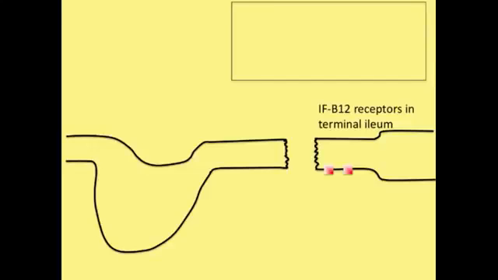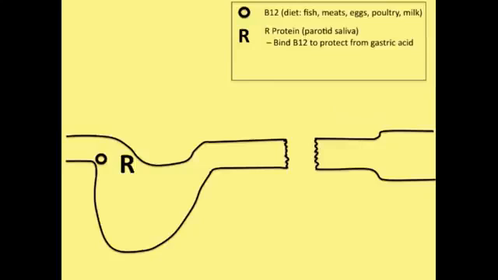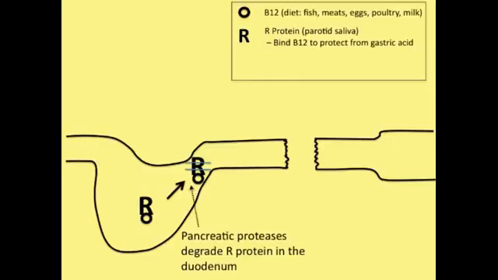So let's go through the pathway. Here we have the B12 coming from our diet. We have the R protein coming from the parotid saliva, and the two join together, and the R protein protects the B12 in the stomach from gastric acid. But then, when you get into the duodenum, the pancreatic proteases degrade R protein. And now you can see that the B12 is free to unite with intrinsic factor, and that occurs in the duodenum.